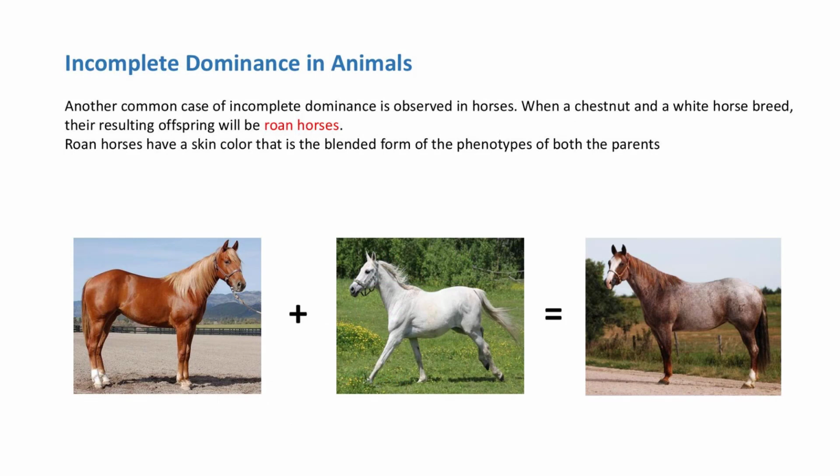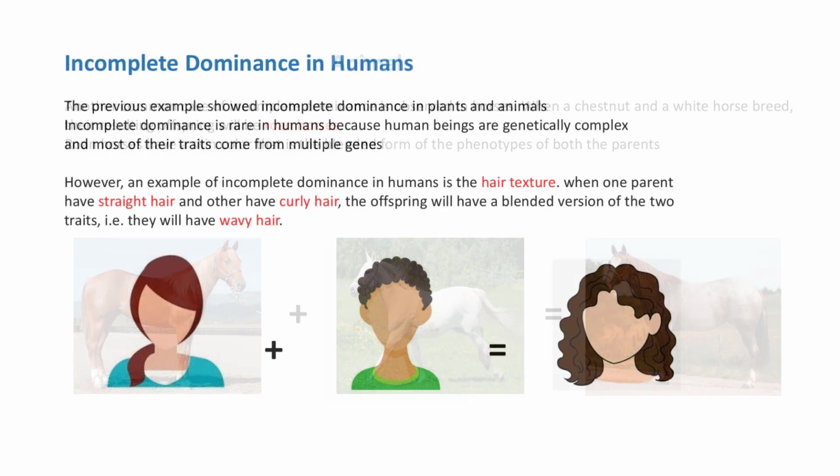Now, let's have a look at an example of incomplete dominance in animals. When a chestnut and a white horse breed, their offspring will have a roan color. Hence, they are also called roan horses. Roan horses have a coat color that is a blended form of the phenotypes of both the parents.